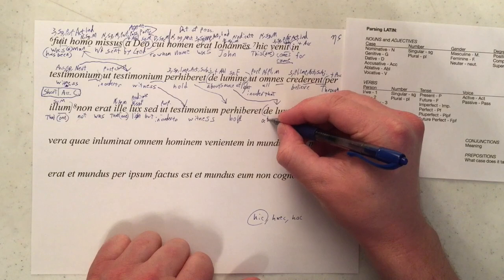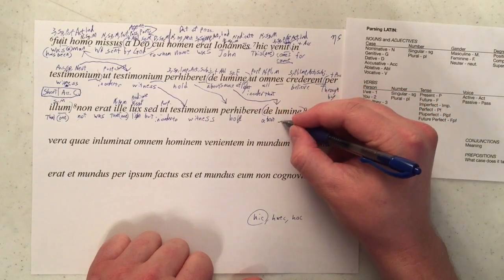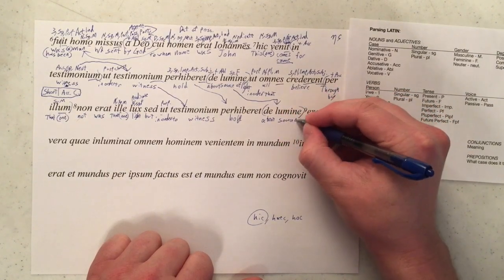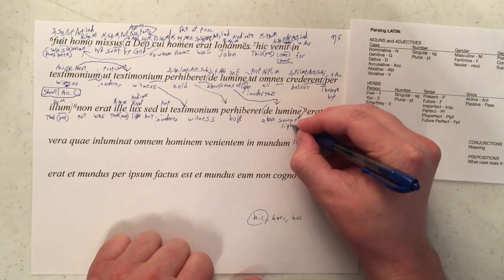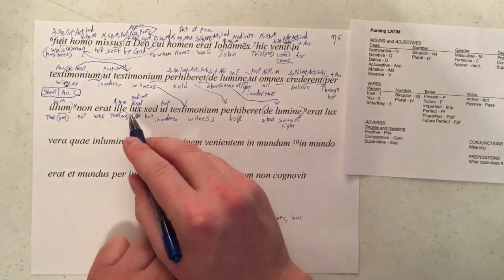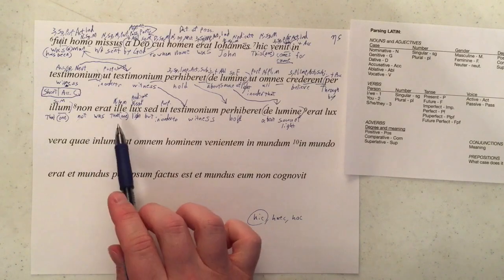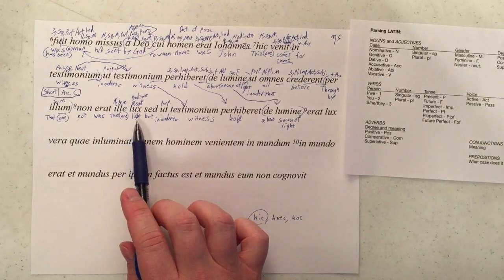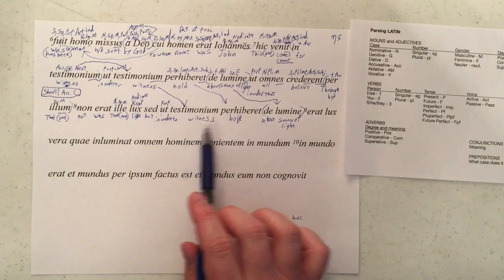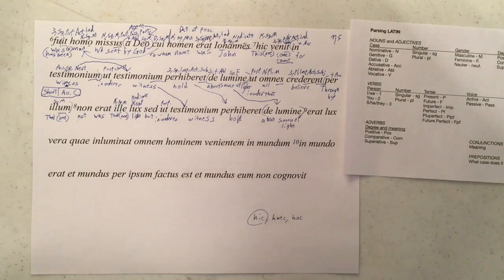About source of light. Again, keeping lumine separate in its meaning from lux because they are two completely different words. Okay, so that's verse 8. That one was not light, but in order to hold witness about light. Now that there, we have a confusing phrase, but in order to hold witness about the source of light.